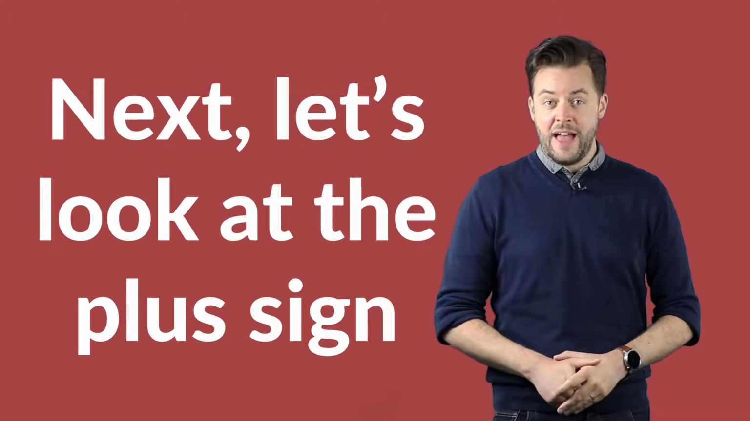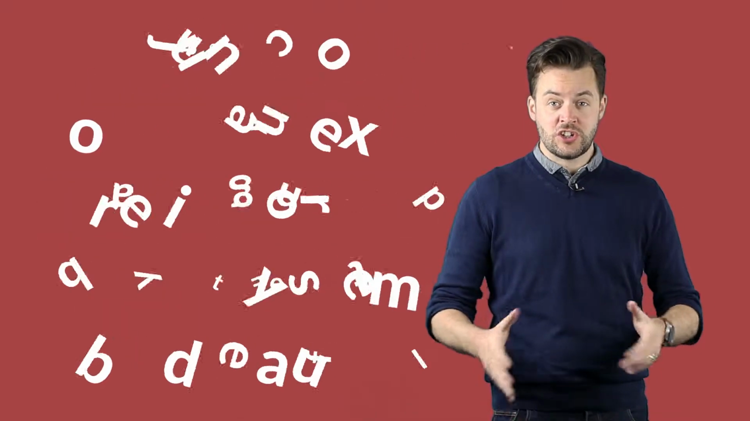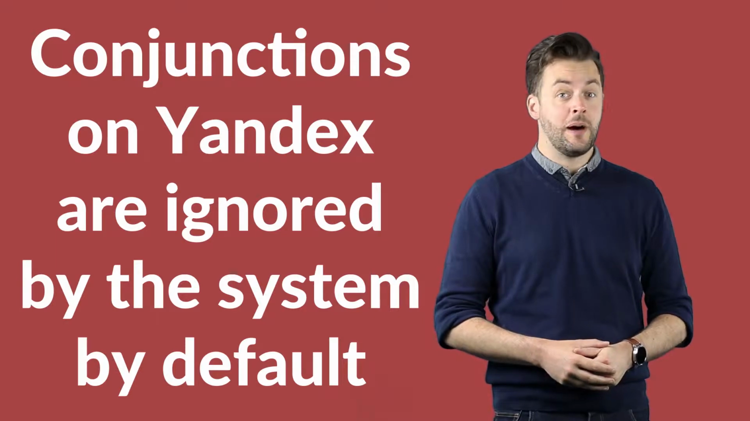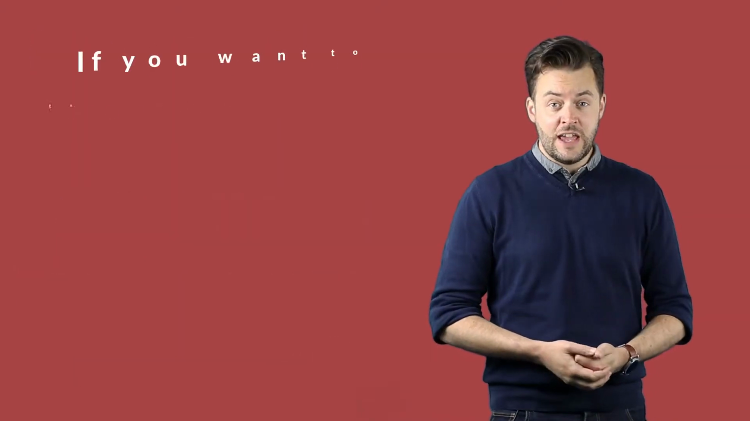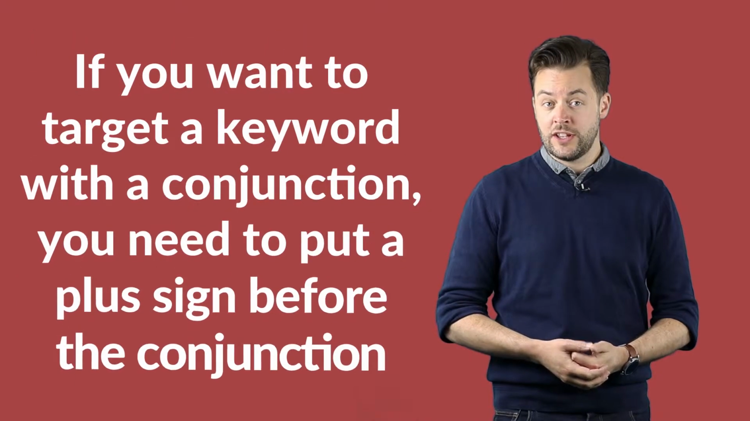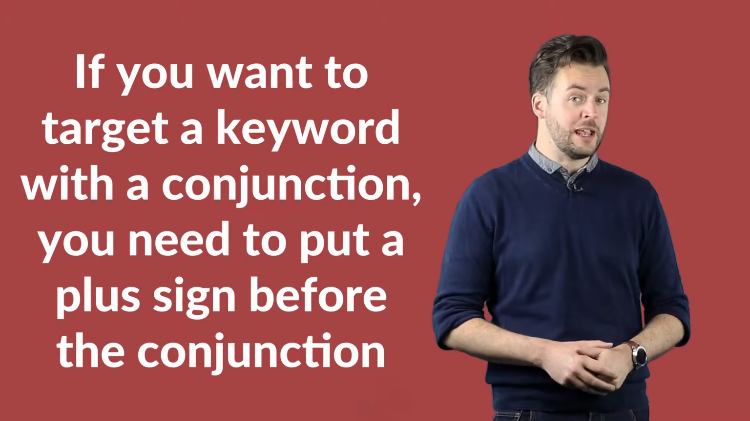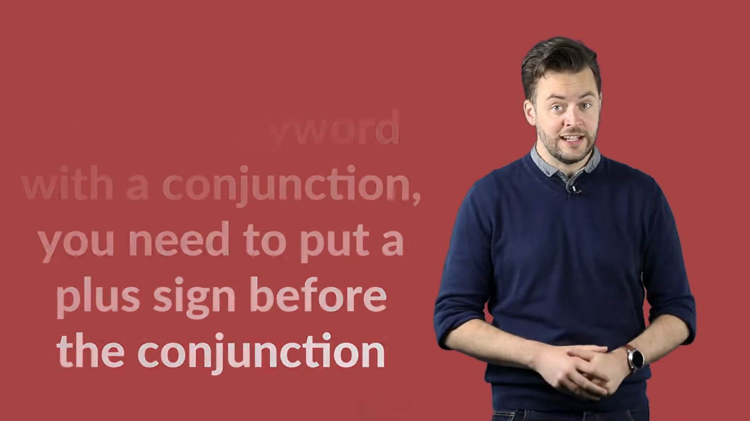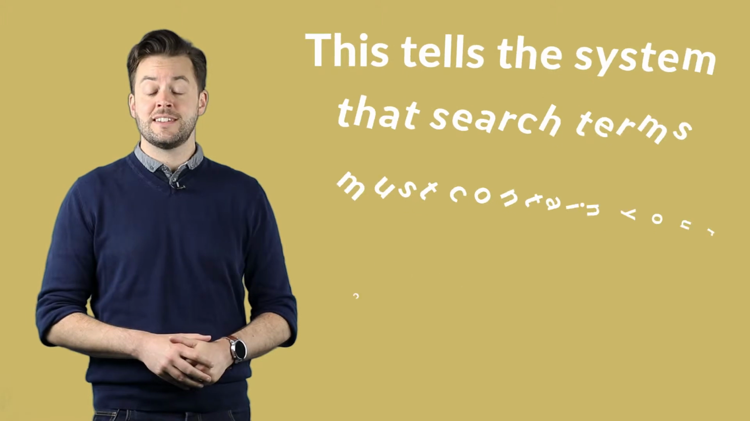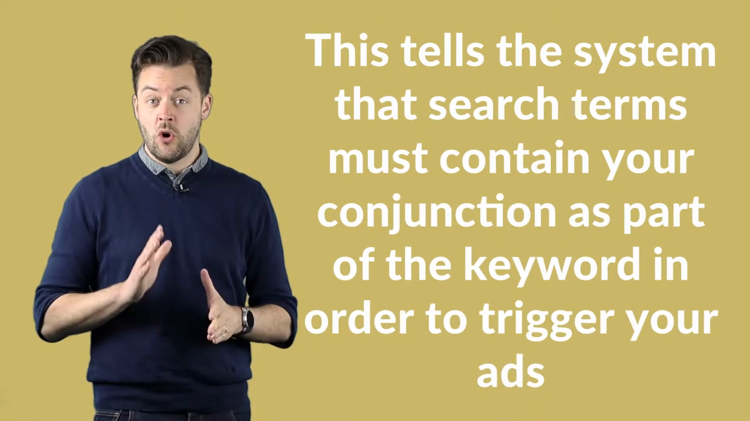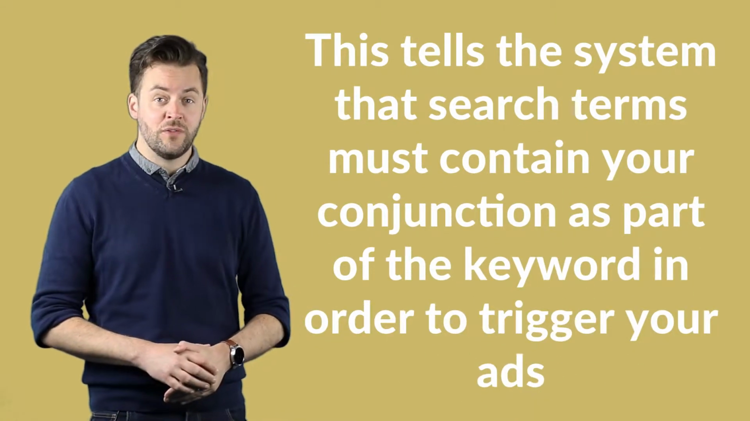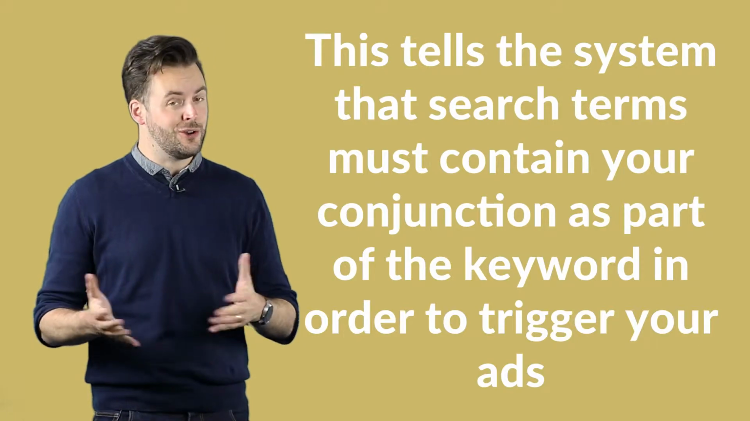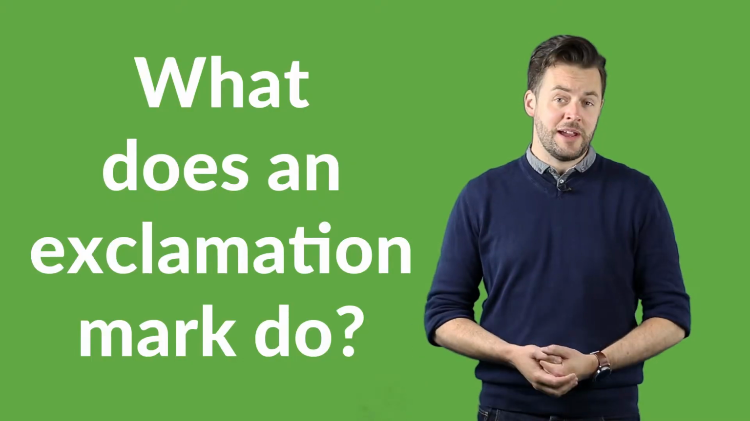Next, let's look at the plus sign. Conjunctions on Yandex are ignored by the system by default. If you want to target a keyword with a conjunction, you need to put a plus sign before the conjunction. This tells the system that search terms must contain your conjunction as part of the keyword in order to trigger your ads.